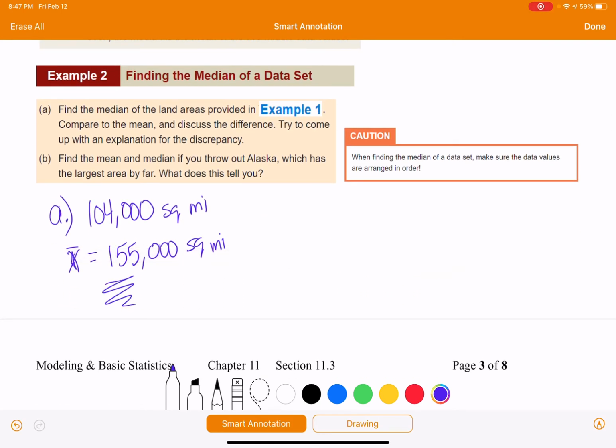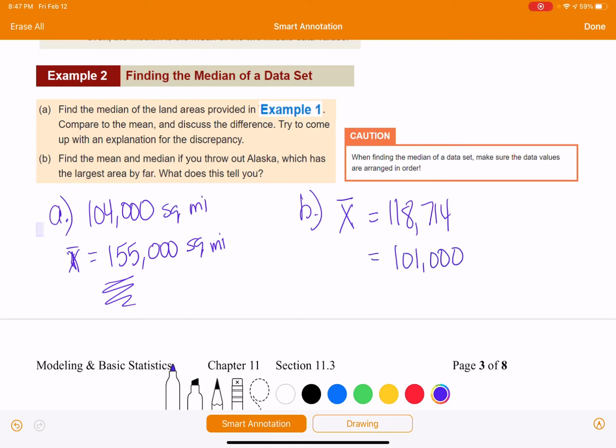Part B says find the mean and median if you throw out Alaska, which is the largest area. So then we're going to do the same thing. The mean actually comes out to be 118,714 when we get rid of Alaska. And then the median is about 101,000.